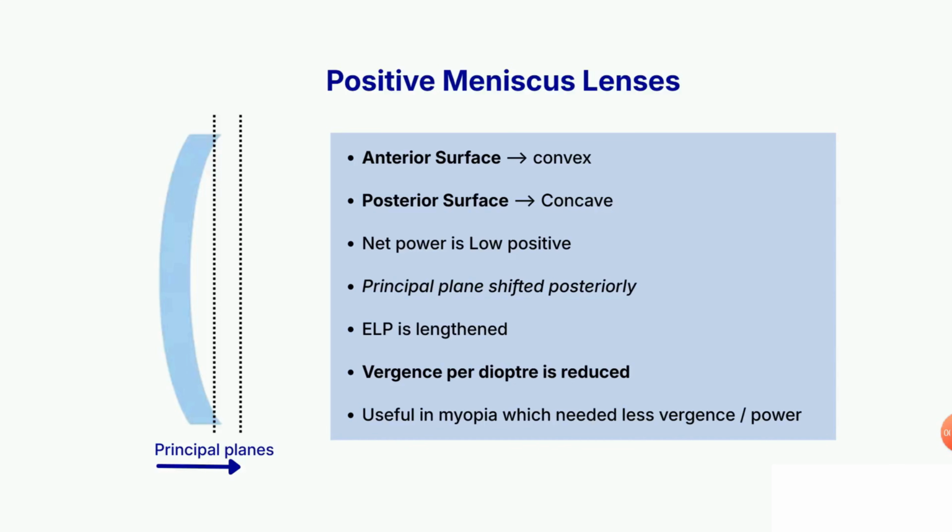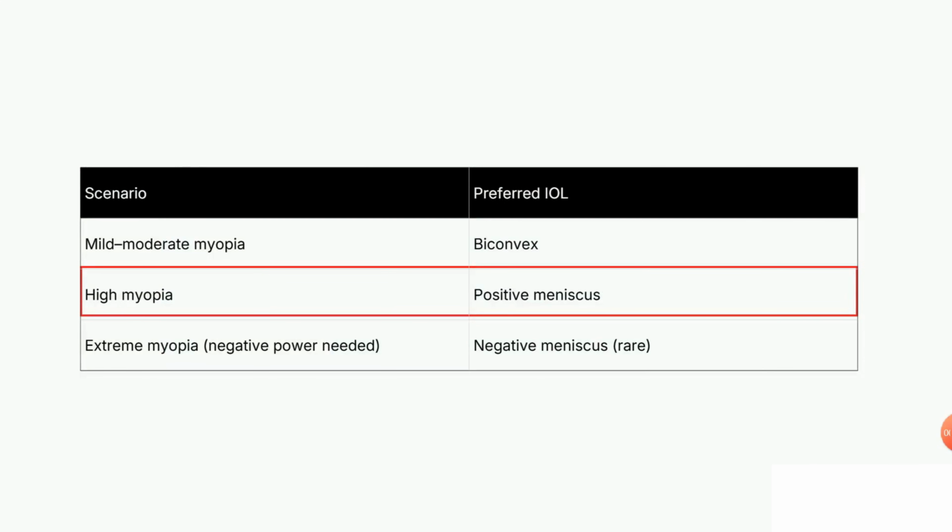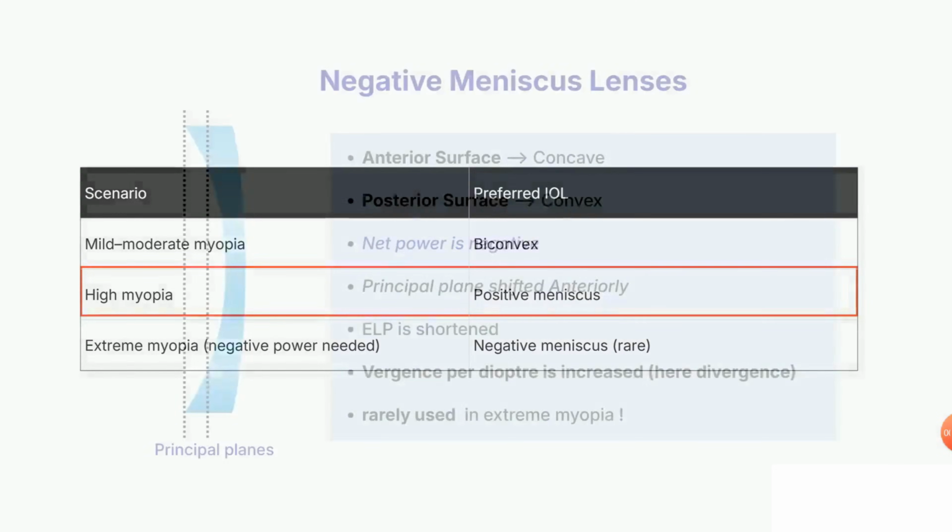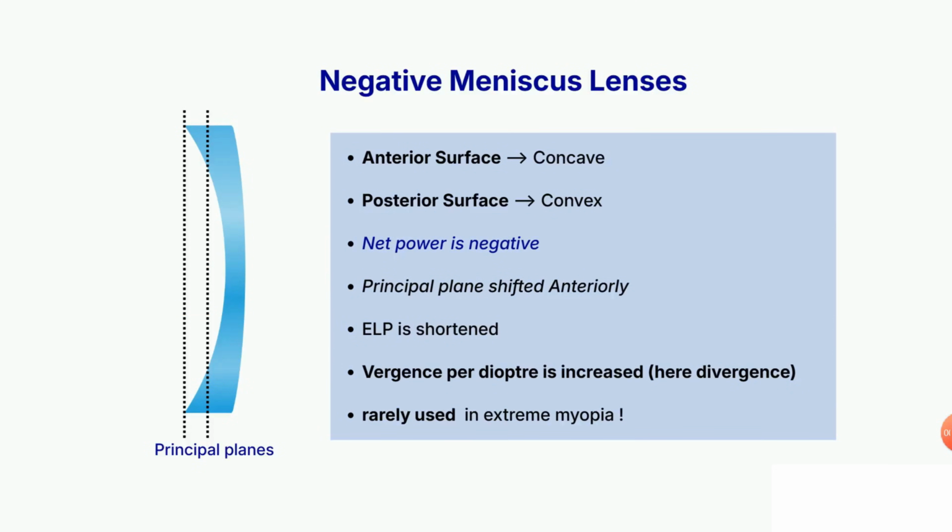By reducing the convergence of the light rays, a positive meniscus lens avoids a myopic surprise and allows for a predictable refractive outcome even at a very low power. In contrast, in an extremely myopic eye where even a zero diopter positive lens would overcorrect, a negative meniscus lens may be required.